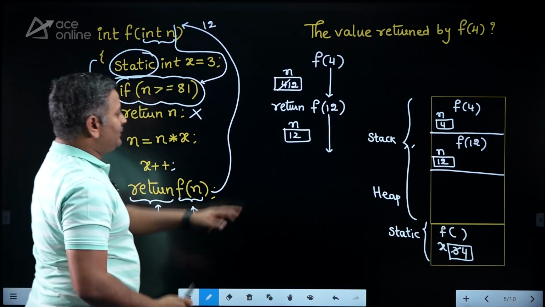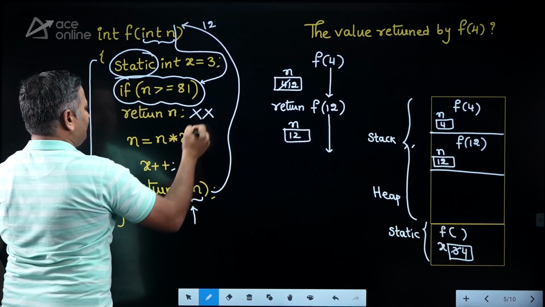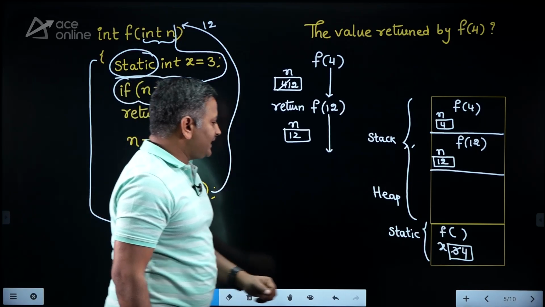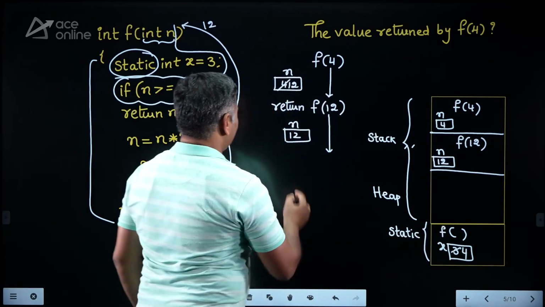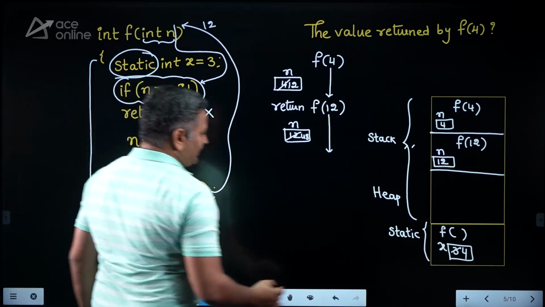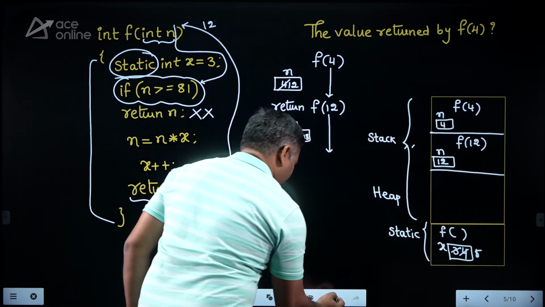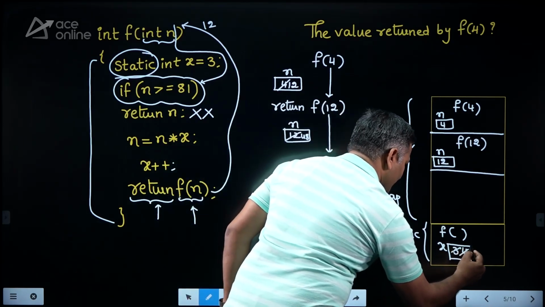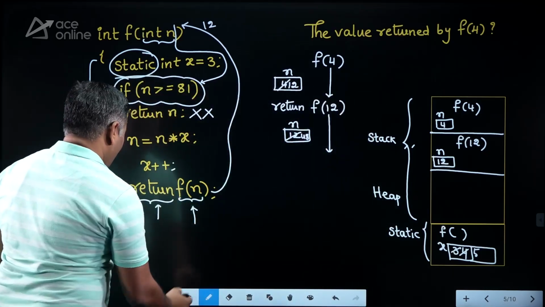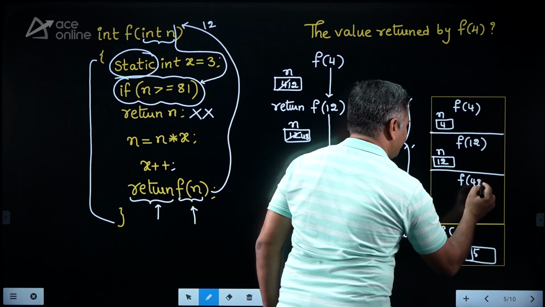n greater than or equal to 81: 12 greater than or equal to 81, the condition is false. Therefore, you can skip this line. So n equals n star x, where n is 12 and x is 4, that equals 48. So n is updated to 48, friends. Afterwards, x plus plus means 4 becomes 5. Next I am calling the function with input f of 48.